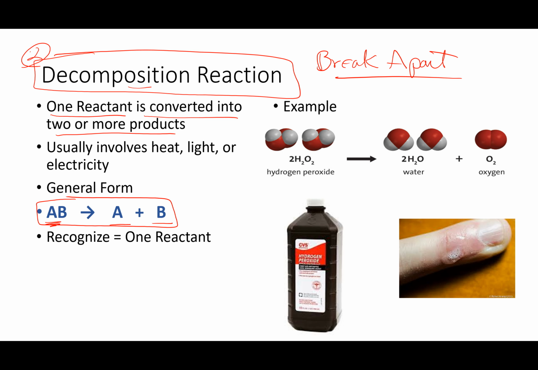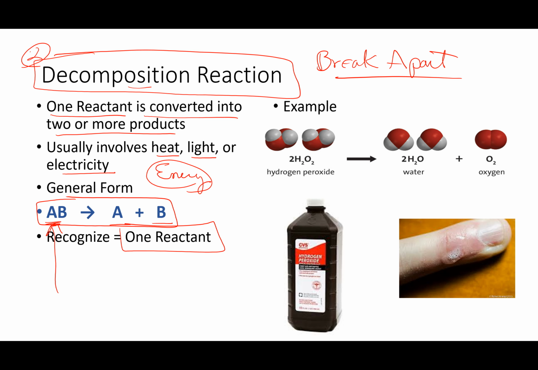How do you recognize a decomposition reaction? That one's pretty easy too. You're going to have one reactant. You're going to have one thing on the reactant side of that yield sign. Now, decomposition usually needs something to get it going. So it usually is going to involve a little energy. And that energy is going to come often in the form of heat, light, or electricity to kick that reaction into gear and make it happen.